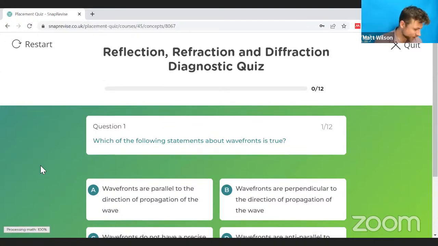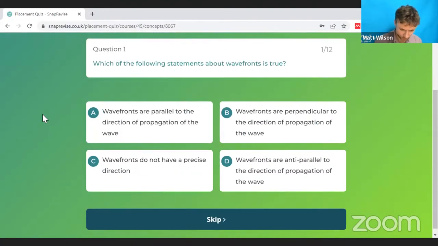Yeah, I might be able to share my screen back in just a second. So I'll just go through this and then go from there.